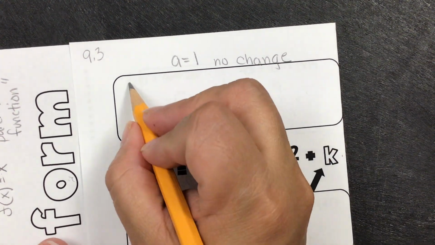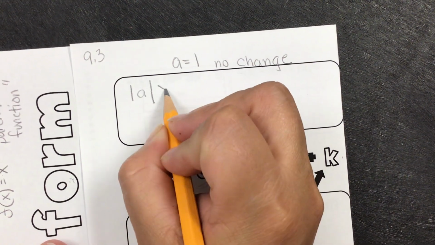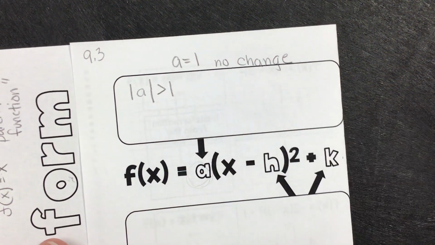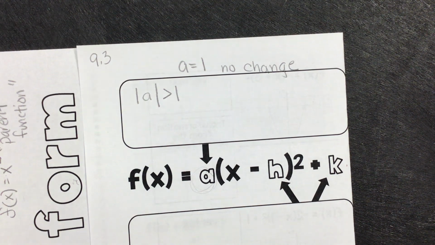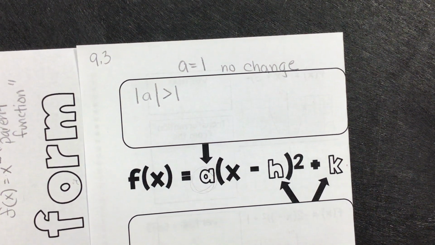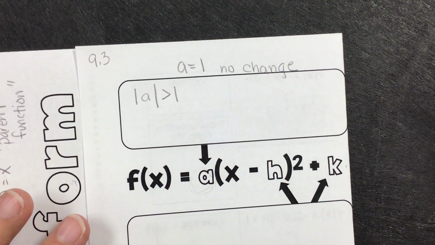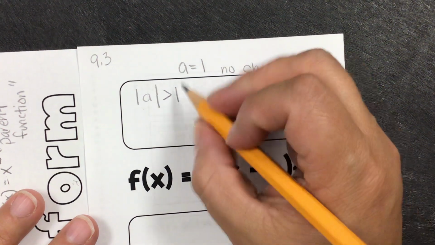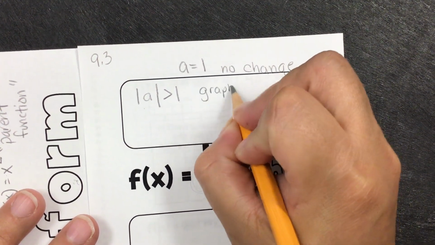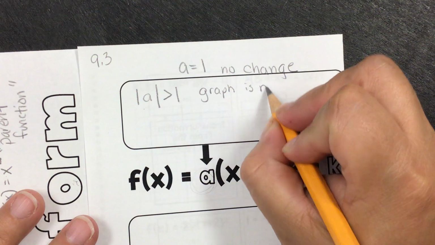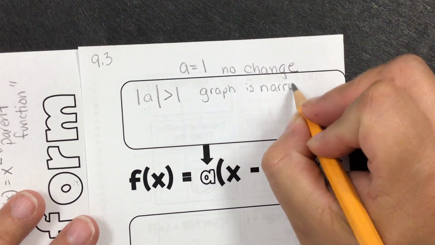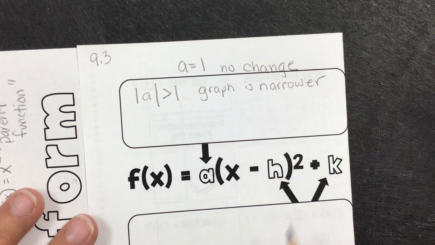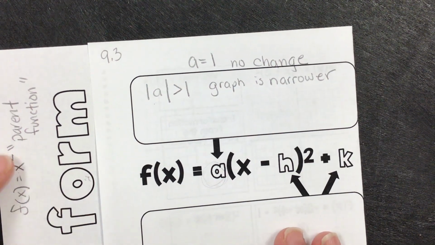And then we're going to look at the absolute value of A being bigger than 1. And what that means is a negative 2 is the same thing as a 2 because it's the absolute value. A negative 1/2 and a positive 1/2 are going to be compared to each other. So if I have a number that's bigger than 1, then the graph is narrower than the parent function or the original. So this one over here.